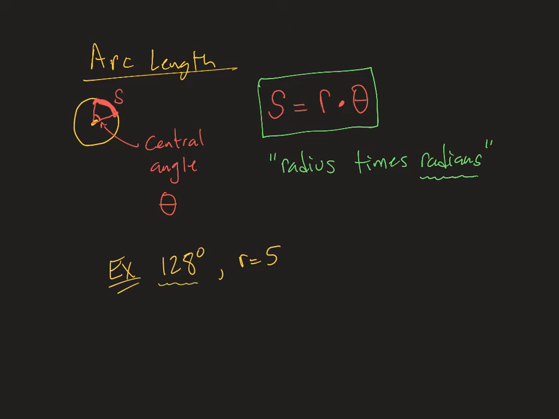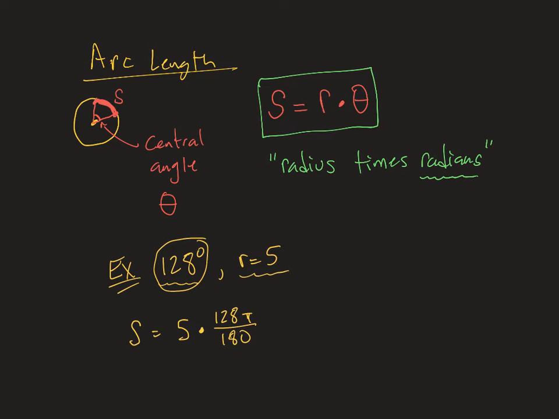So the central angle is 128 degrees, and the radius is 5. If I'm going to compute this arc length S, I'm going to write down the radius, which is 5, and multiply by the radian equivalent of 128 degrees. And remember, we just reviewed how to convert that. That's just 128 pi divided by 180.